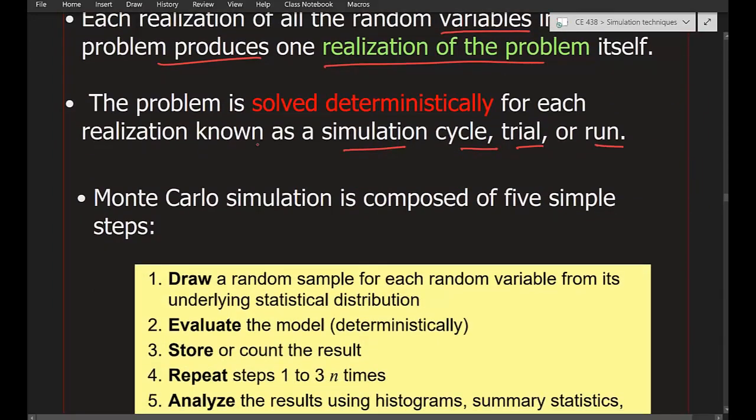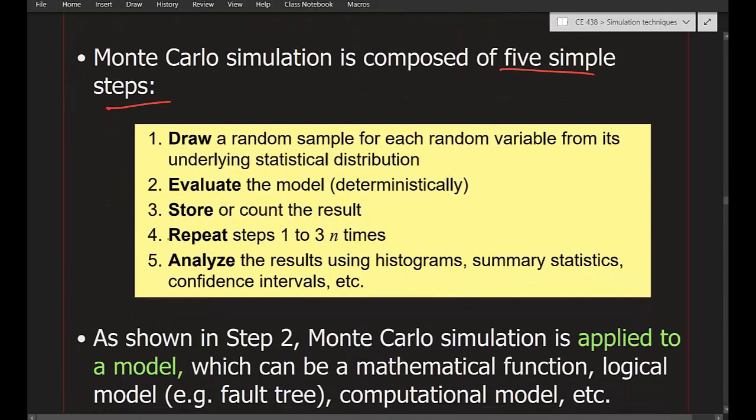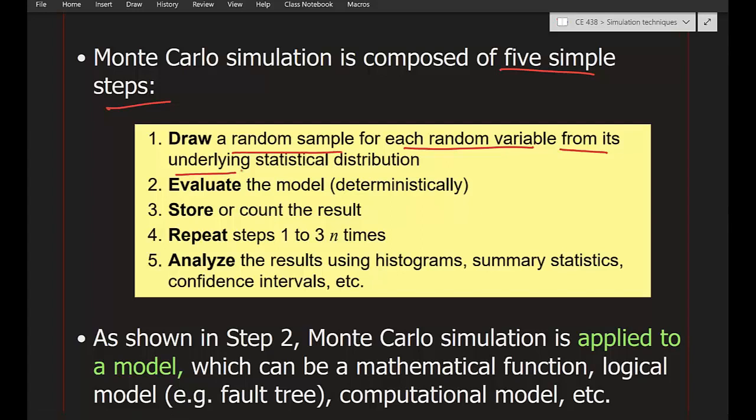So we can summarize the Monte-Carlo simulation in 5 steps. So what are these steps? First step, to draw the random samples. We have to draw a random sample for each random variable from its underlying statistical distribution. So we know the distribution, we have to draw the random sample. That is the first step.